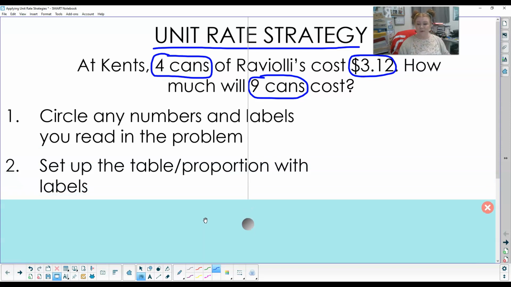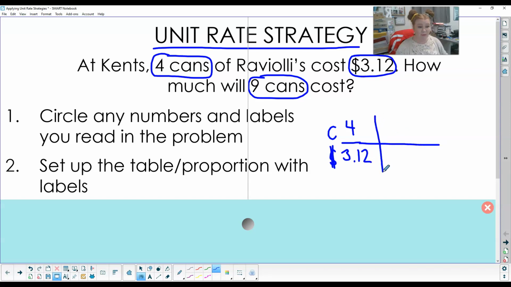So step two is we're going to set up our table and our proportion with the labels here. So we want to set up this table with our labels. So our first label is cans. So I'm going to put a C for cans. And our second label is money. So now I'm going to read this first part. 4 cans costs $3.12. So I'm going to put a 4 by the C. 4 cans is $3.12.